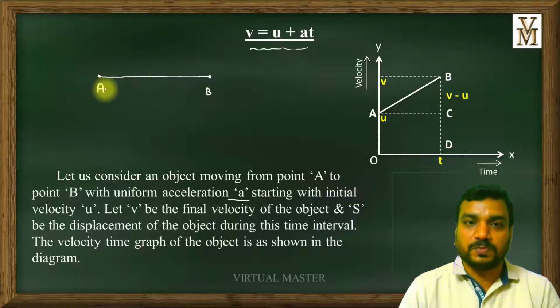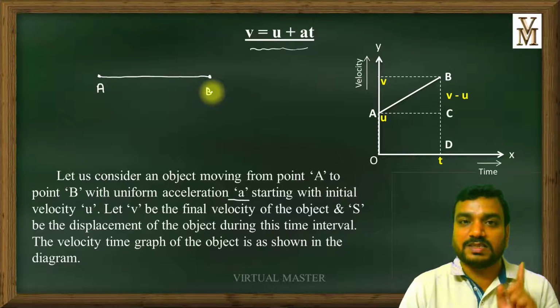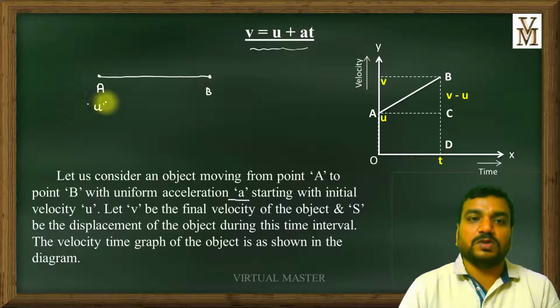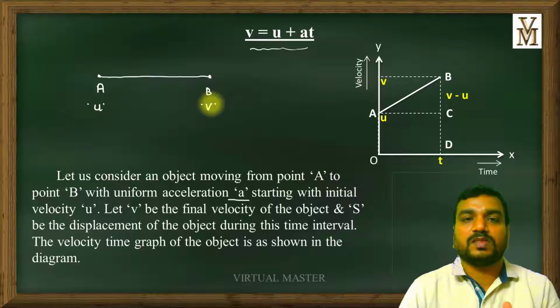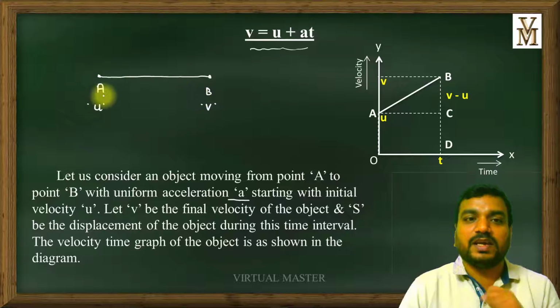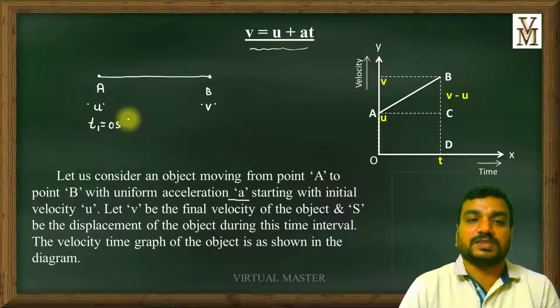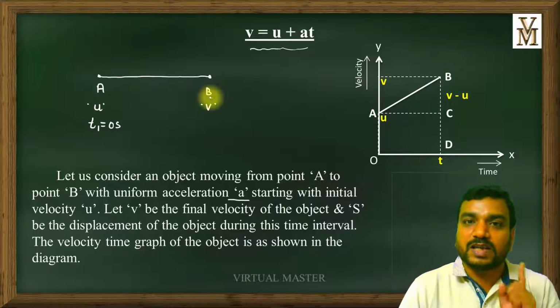Okay, the object is moving from point A to point B with a uniform acceleration, small a. Now let us consider that the object is starting from point A with an initial velocity small u, and it is reaching point B with a final velocity small v. Also, let us consider that the object is starting from point A at 0 seconds, so I can write t1 will be equal to 0 seconds, and it reaches point B after time t seconds. So t2 will be equal to t seconds.